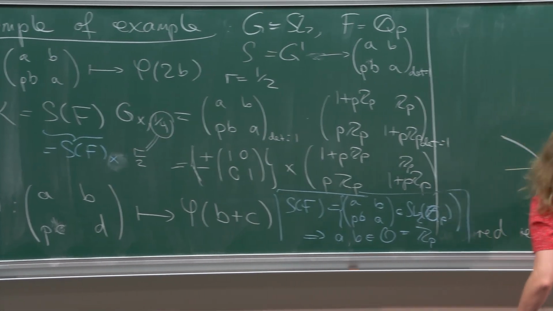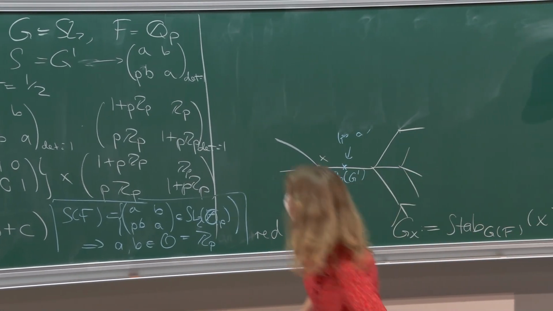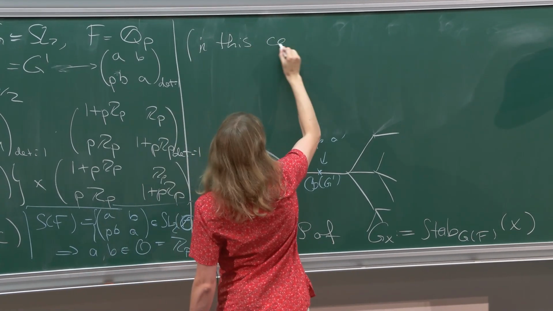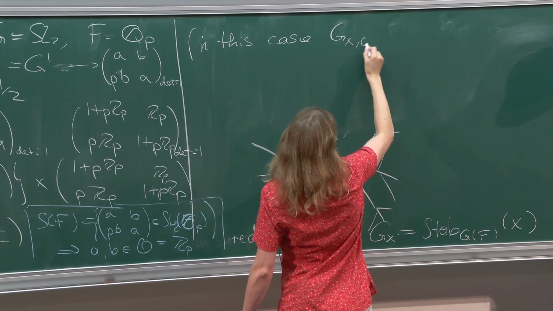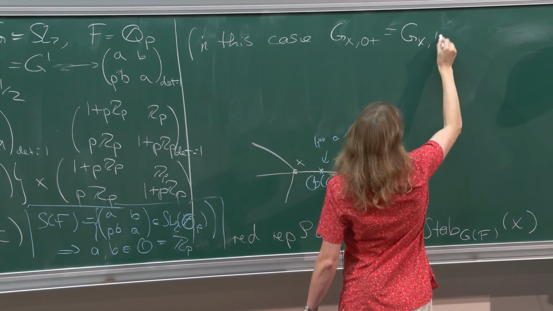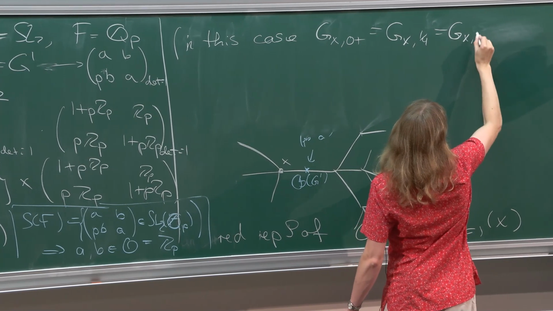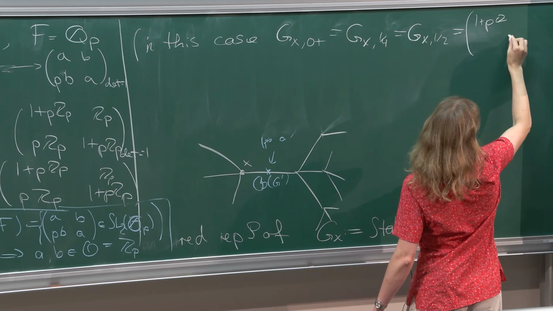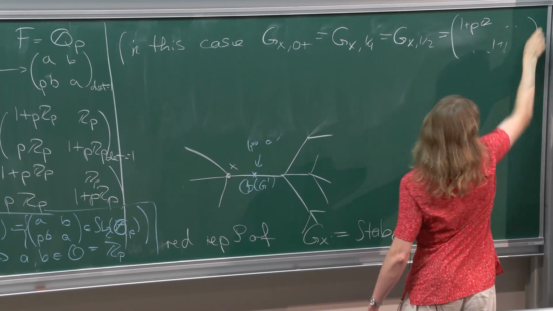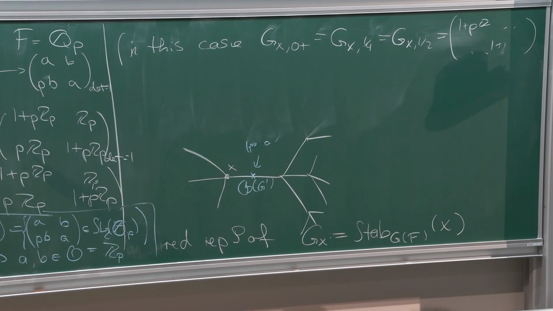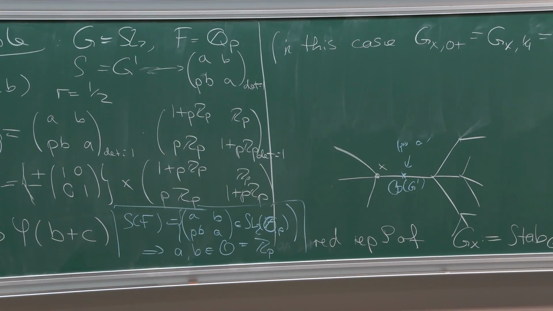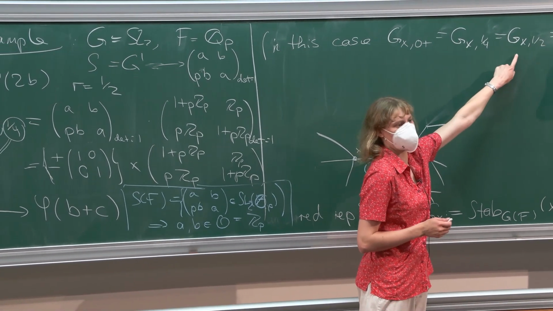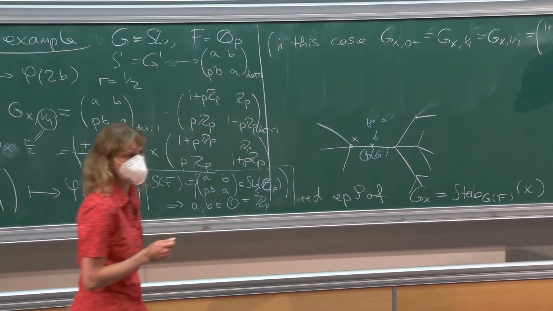for those who have done the exercise that I gave you last time, in this case, G_x 0 plus equals G_x 1/4 equals G_x 1/2 equals, well, these matrices. 1 plus CP, 1 plus, well, I'm not writing it down. That was your exercise, this matrix. So in that case, it doesn't matter which of these you take. They are all the same, and at 1/2 plus is the next interesting thing that happens.